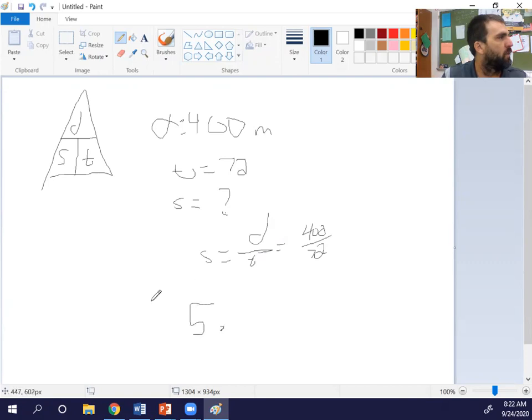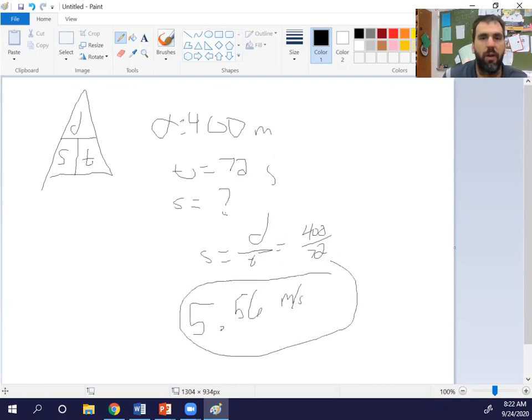So speed equals 5.56. What are my units? The units of distance were meters. The units of time were seconds, okay? Pretty simple stuff. You've done that all before, haven't you?